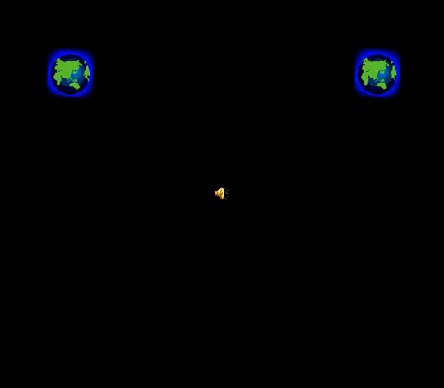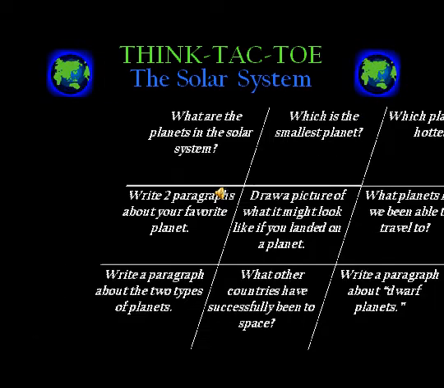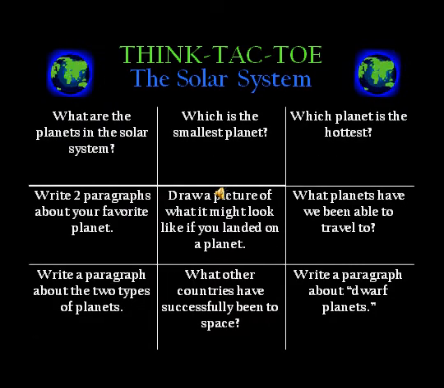Here is a sample of a Think-Tac-Toe that could assist students with learning about the solar system. After the student completes their 3 assignments, groups should be made to discuss all the assignments to create a comprehensive understanding of the topic. The first row is composed of the easiest level of questions. The middle row gets a little harder, and the third and final row has the most difficult assignments. Students will have to choose one of each to complete their understanding of the topic.